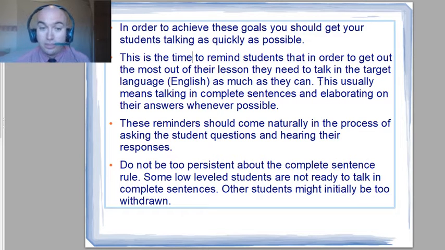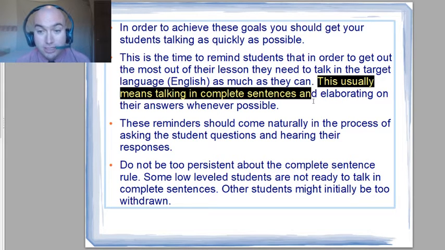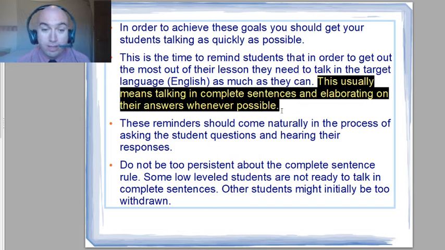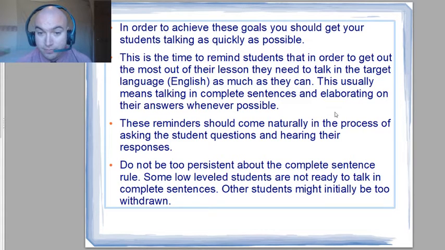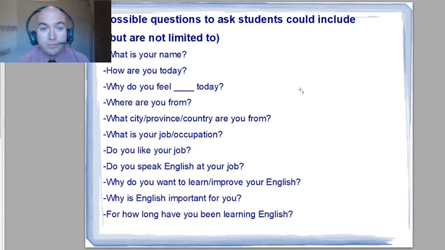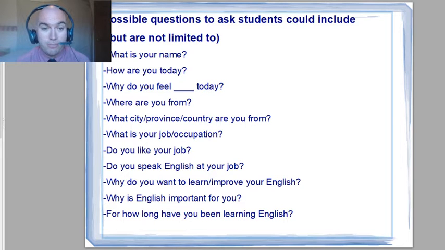Now this usually means talking in complete sentences and elaborating on their answers whenever possible. Okay? But you don't need to be persistent about this. You have some students that are not ready to talk in complete sentences. Now other students might initially be too shy or withdrawn. Don't force the issue here. Here are some questions you can ask your students. Again, by no means is it limited to this, just some ideas.